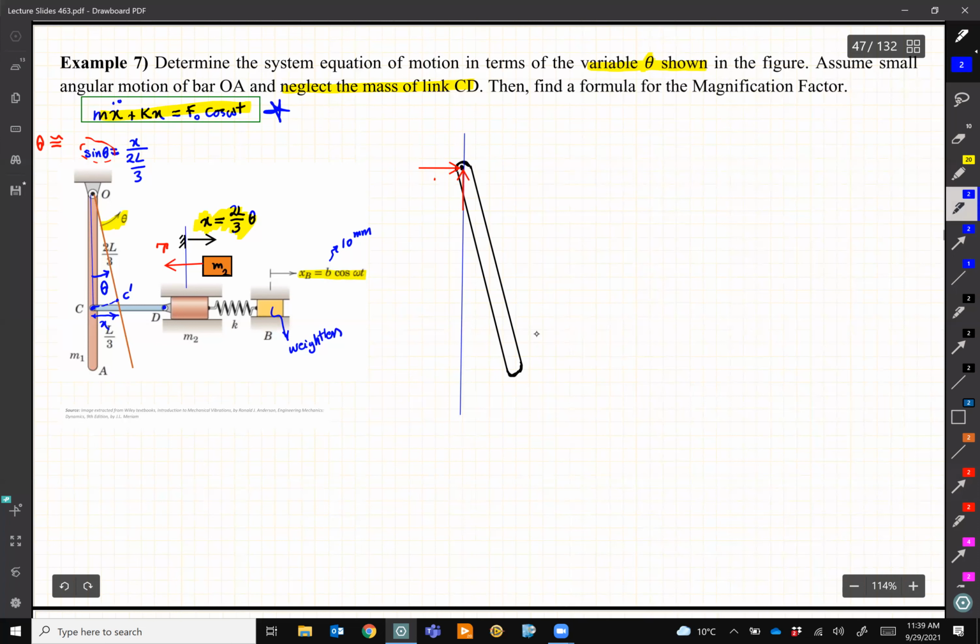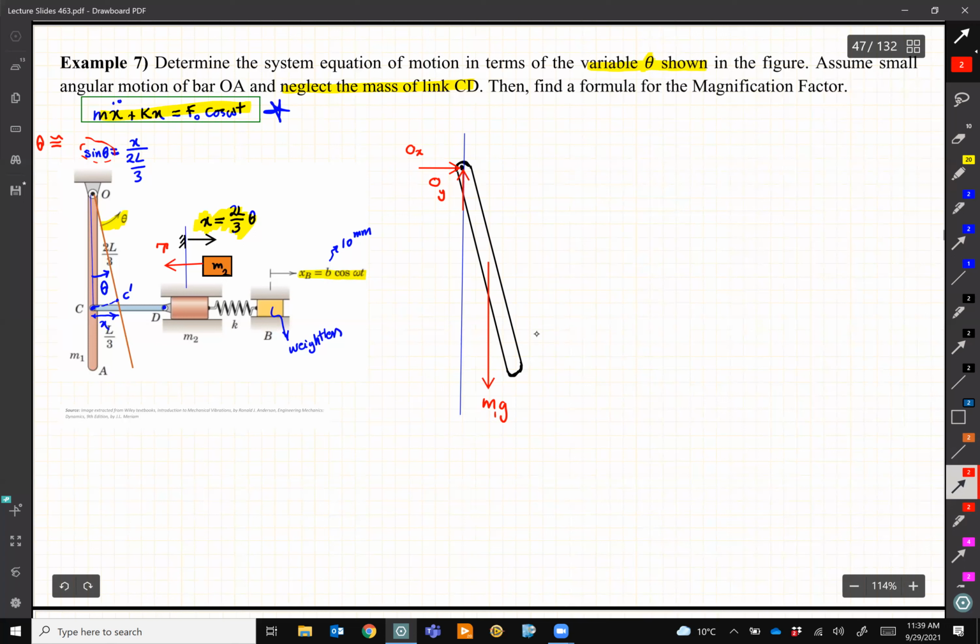So this is OX and OY. All right. So this one, I'm sure that we need to include weight because weight doesn't have any effect on the pre-tension or compression of the spring. So I have then the weight, that's M1G.